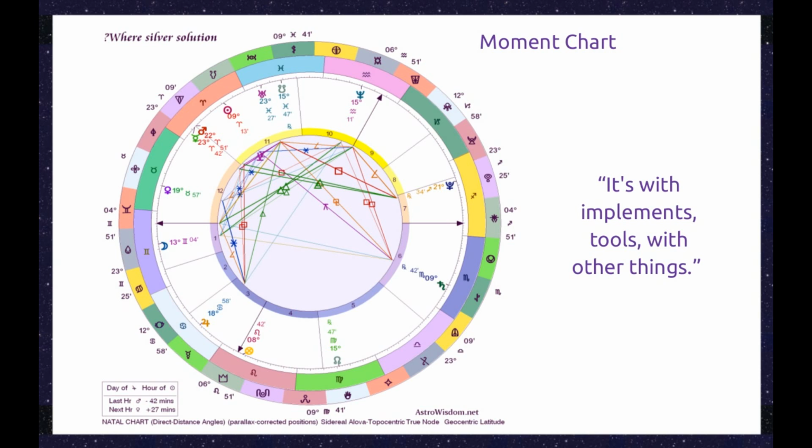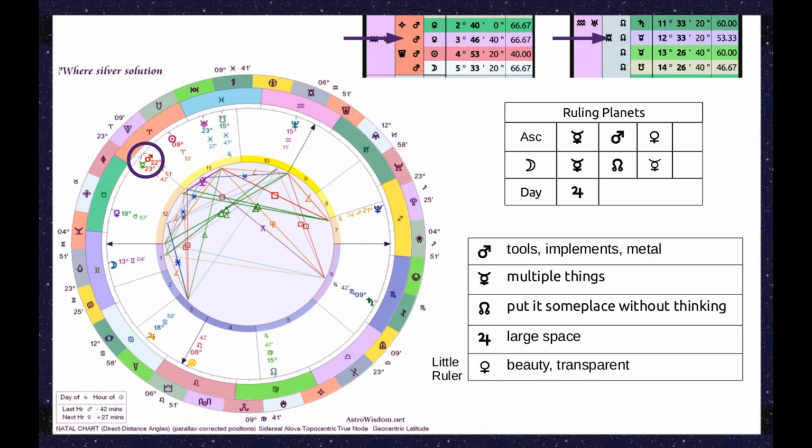So let's analyze the moment chart. What we need to do is find the ruling planets for this chart at the moment. So we need to find the 3 ruling planets for the ascendant and the moon. So our ascendant is here in Gemini at 4 degrees 51 minutes.